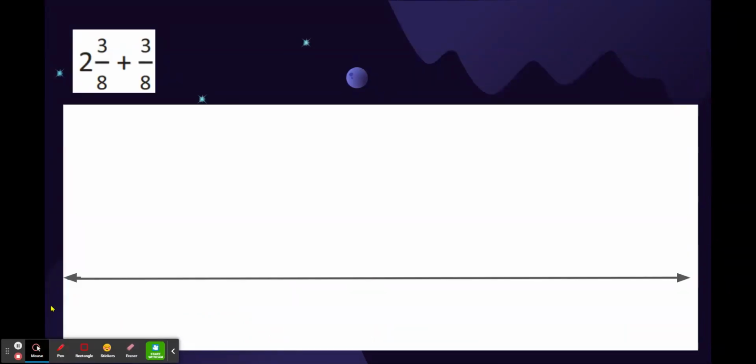So we're going to start with this problem today. We have 2 and 3/8, and we need to add 3/8. Okay? We're going to do this using our number line. So I have 2 and 3/8, and I have 3/8. I'm going to go ahead and start at 2. And I'm going to divide, I'm going to add 8ths to my number line.